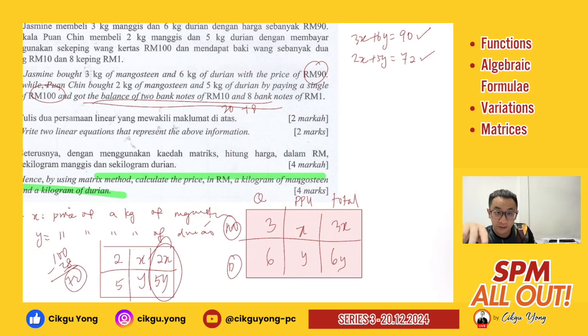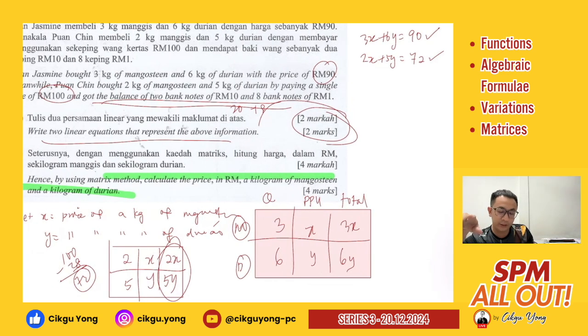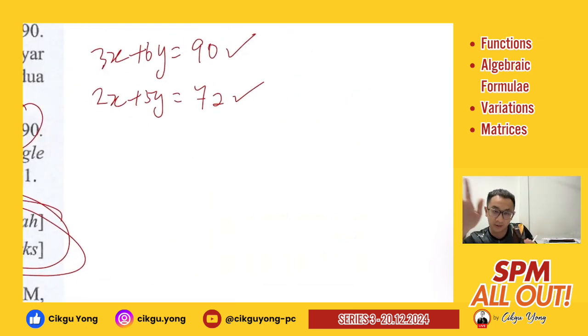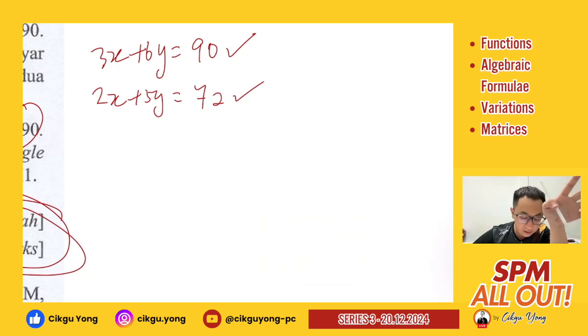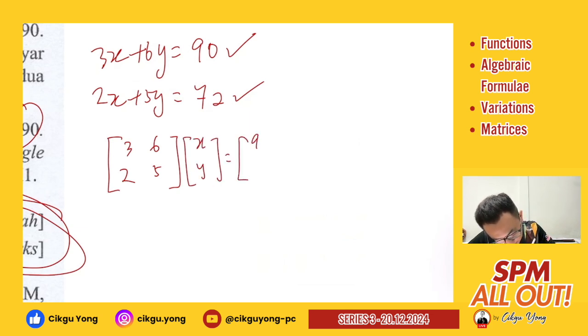And these two you can use for your first 2 marks: write 2 linear equations that represent the above information. And you have done that. Then using the matrix method, simple. Over here, you will just utilize these two to form your matrix. Then you shift, right? Everything about x, y equals to numbers. So you continue where you have 3, 6, 2, 5, x, y, and 90, 72.